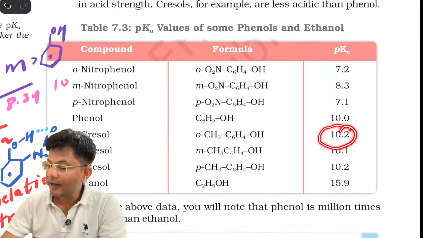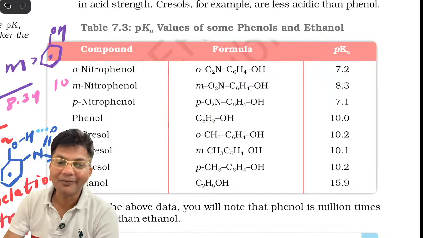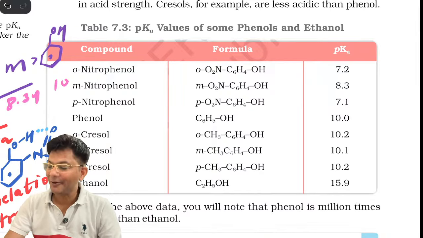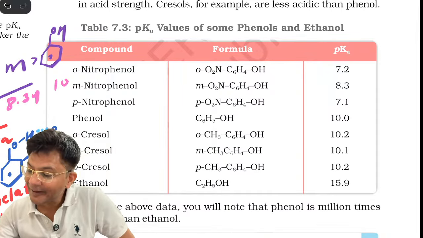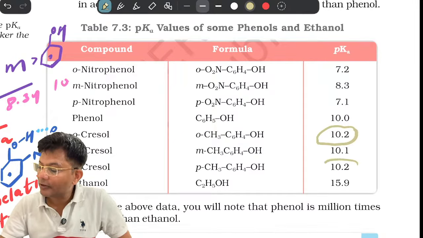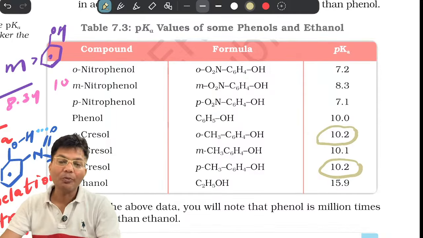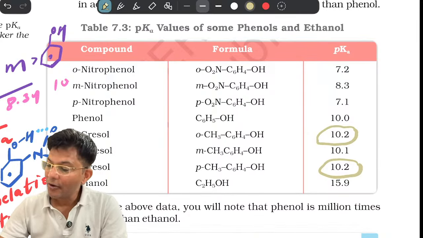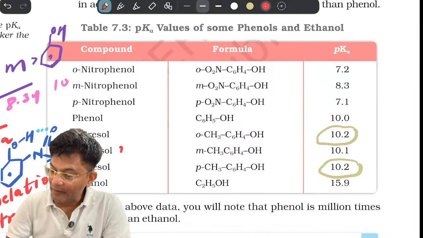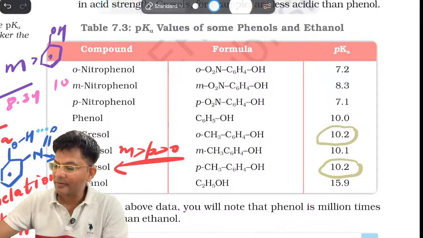See, in NCERT both are written 10.2, but the second digit will be in favor of MPO. See the smartness of NCERT, here also 10.2, here also 10.2, but we know very well which one is more acidic. MPO is the order. Is it clear to all of you kids? Is it very much clear?